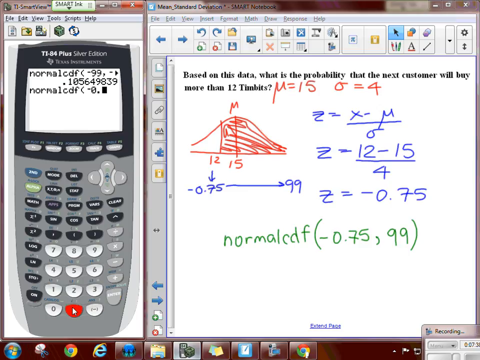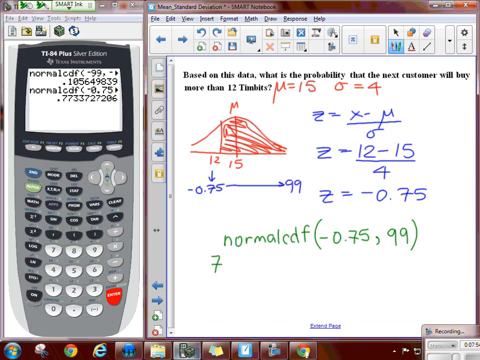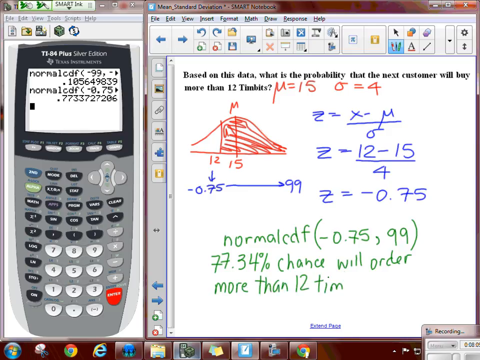negative 0.75, comma, 99, close the bracket, hit enter. Now we have about a 77.34% chance of this happening. So our answer, 77.34% chance the next person will order more than 12 Timbits.